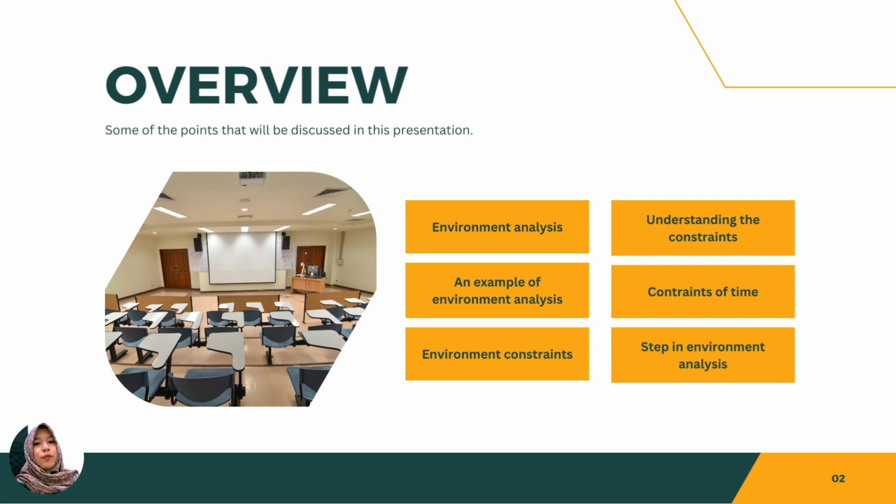In this chapter, we will explain these 6 points: environment analysis, an example of environment analysis, environment constraints, understanding the constraints, constraints of time, and the last one is steps in environment analysis.